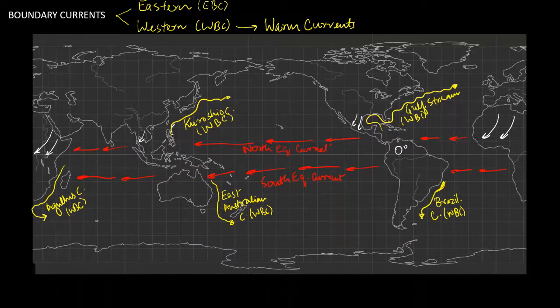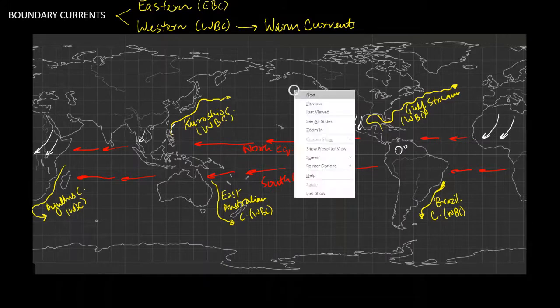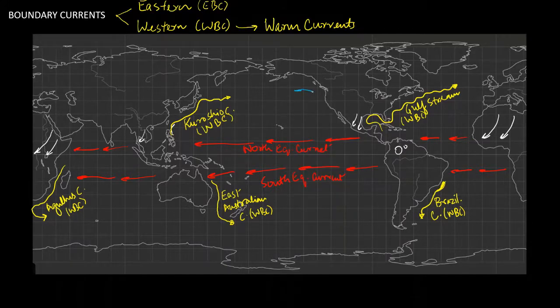Now let us come to the eastern boundary currents. Again in the North Pacific Ocean, along the western margin of North America, near the states of California and all, there is a current which comes towards the equatorial latitude. It is called the California current.